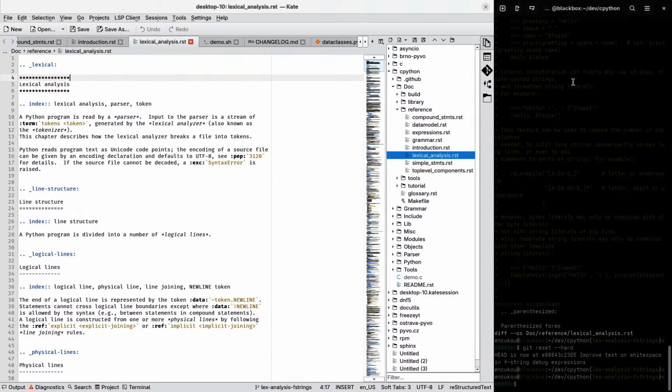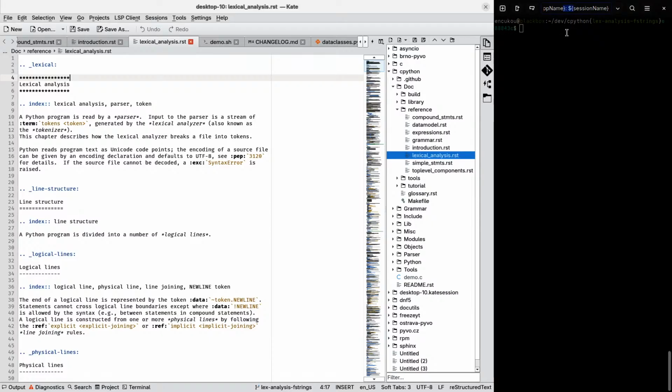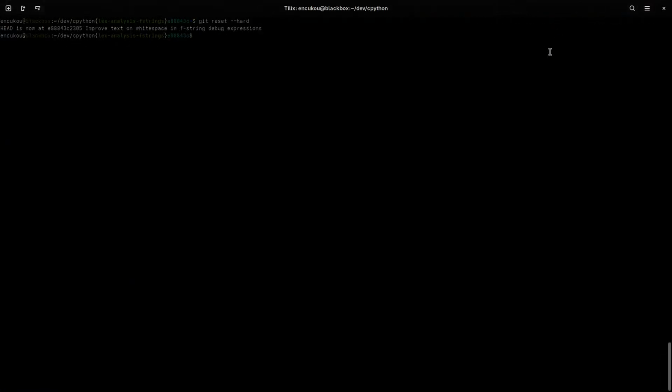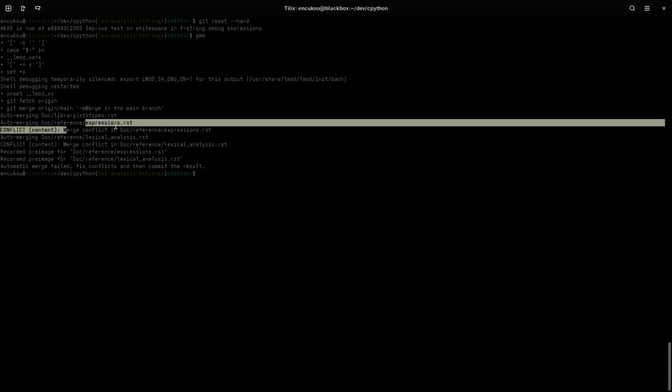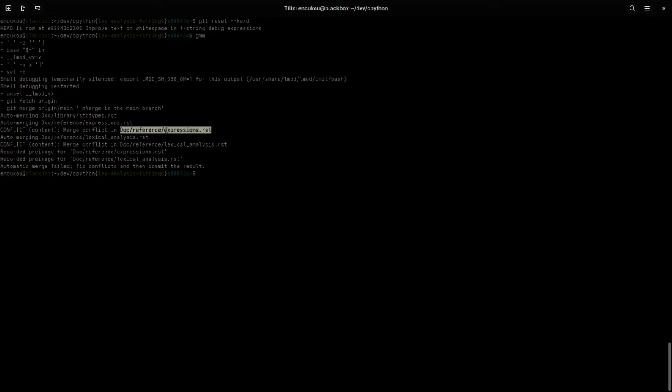There were some changes in the main branch that we should pull into the f-strings one that we've been working on. It's f-strings, not d-strings yet, right? So if I pull in the main branch, we have a conflict in expressions.